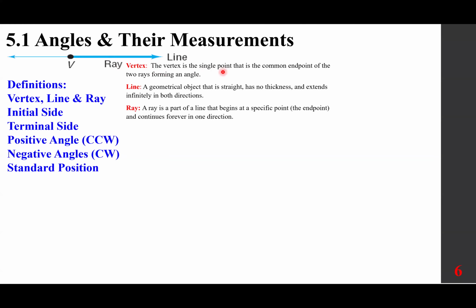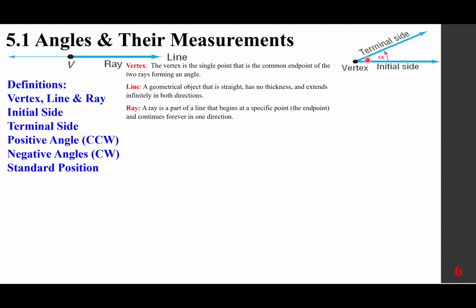Vertex: the vertex is the single point that is the common endpoint of the two rays forming an angle. Line: a geometrical object that is straight, has no thickness, and extends indefinitely in both directions. Ray: a ray is a part of a line that begins at a specific point, the endpoint or the vertex, and continues forever in one direction. In essence, you can think of it as a half line.